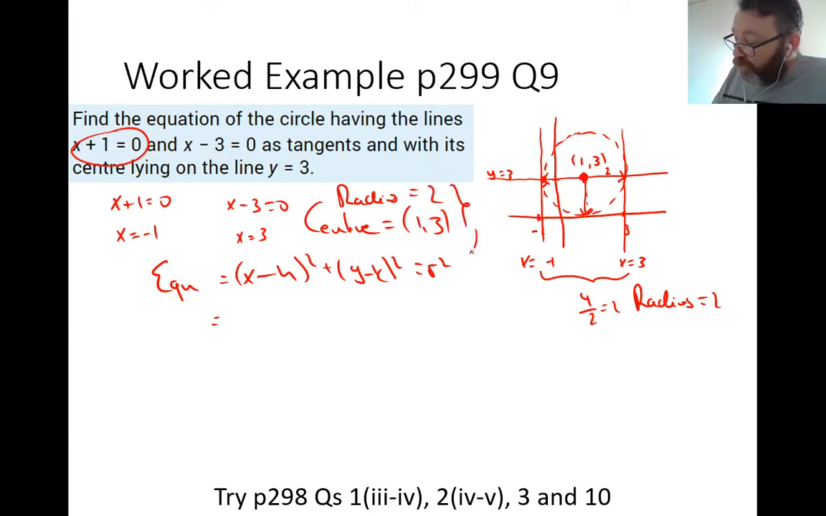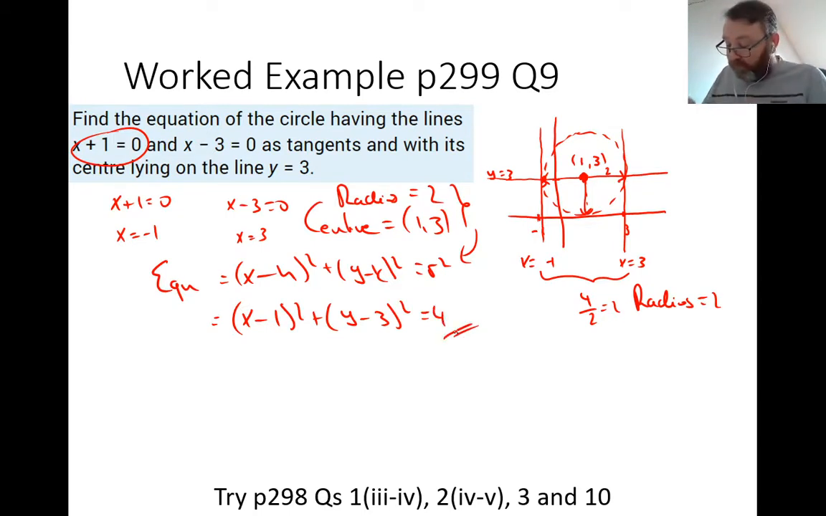You take these two into that formula, and here's what you get. (x − 1)² + (y − 3)² = 2², which is 4. That's the equation of the circle. Okay, more questions for you.